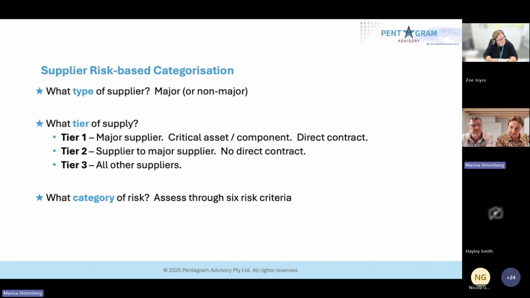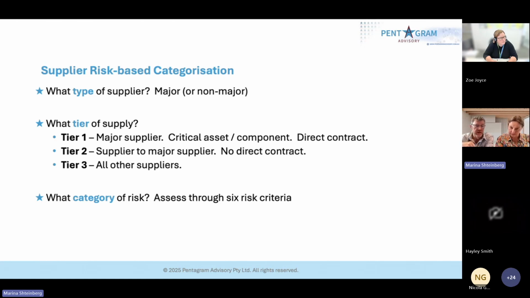In terms of the tier of supply, we've approached this as tier 1, a major supplier linked to a critical asset or component, and you have a direct contract with them. Tier 2, we're talking about the next layer out to a degree, the suppliers to those major suppliers, which you may not have a direct contract with, but which can actually impact your asset or components. And then tier 3, all other suppliers.